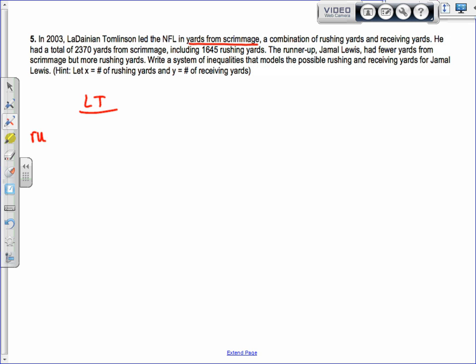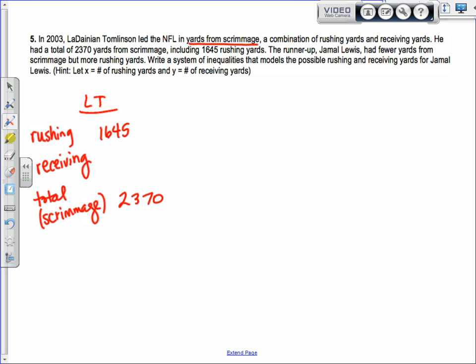So let's do rushing, receiving, and then total. That's going to be yards from scrimmage. So he has 2370 here, and it said including 1645 rushing yards. So that's a lot. All right, so you could easily figure out how many receiving yards he has. What would you do? Subtract, right? So you're going to get 725 when you subtract.